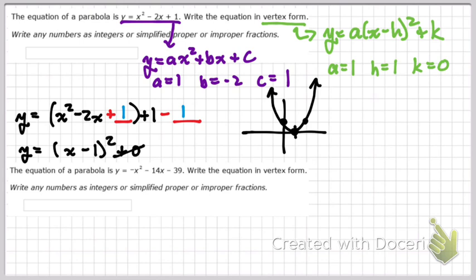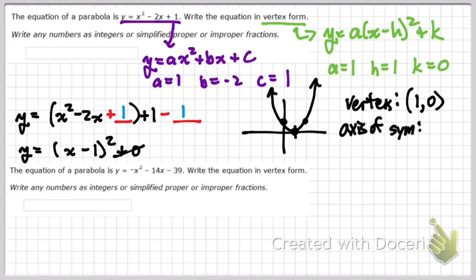I can pick other points and plug them in. And now we can also identify the vertex. The vertex for this one is 1, 0. Okay, so right there. And you can see the 1 and the 0 with the H and the K. Our axis of symmetry is the line that goes right down the center of the parabola. In this case it is x equals 1.